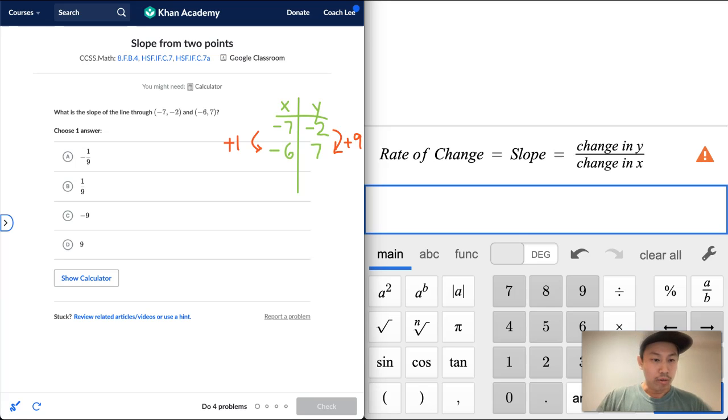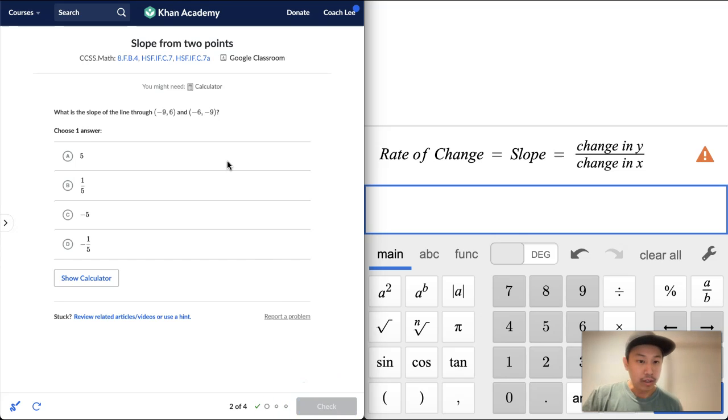Multiple choice. Which one's the correct answer? Looks like we have a simplified version, right? If you do 9 divided by 1, you get a 9. Okay? So don't forget, change in y over change in x. So don't flip it over with the x over y. We want y over x. So we want the option D here. 9 divided by 1 simplifies to a 9. Okay.